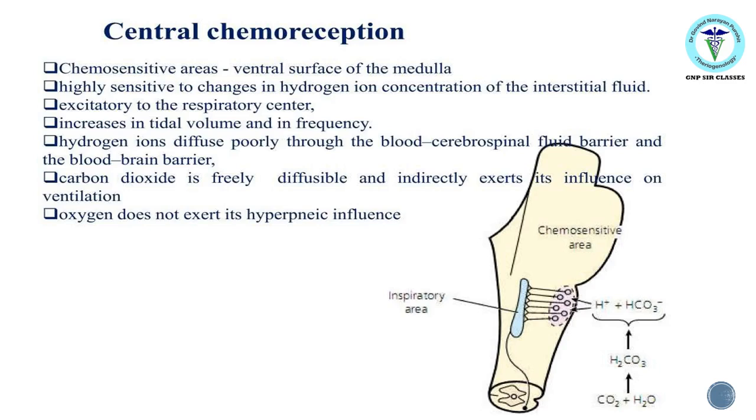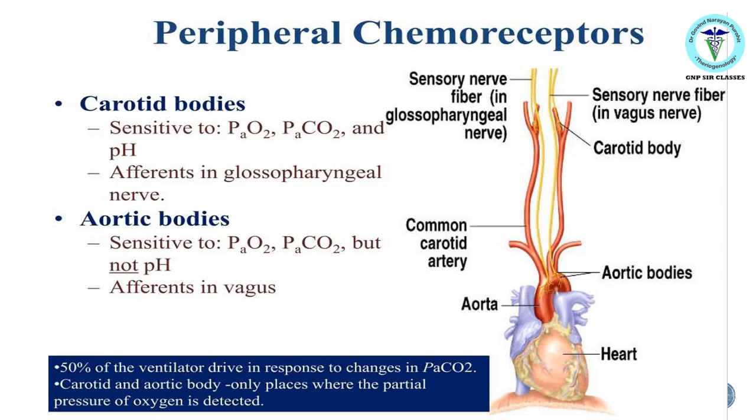Central chemoreceptors located on the ventral surface of the medulla are sensitive to changes in hydrogen ion concentration, influencing respiratory activity to maintain pH balance. Peripheral chemoreceptors in the carotid and aortic bodies respond to changes in blood oxygen, carbon dioxide, and pH levels, playing a key role in respiratory regulation.